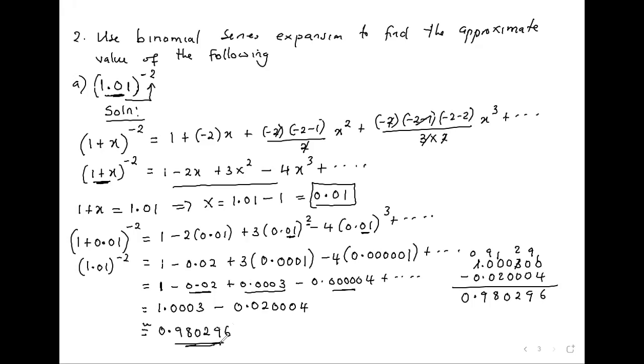If you punch the calculator, we'll punch it as 1 divided by 1.01 to the power 2. You get 0.980296049. Because we are approximating up to the 3rd degree there, that's why we are accurate up to 1, 2, 3, 4, 5, 6, 7 numbers. So this binomial can help us get the actual value without using the calculator, as you can see here, and it can approximate anything.